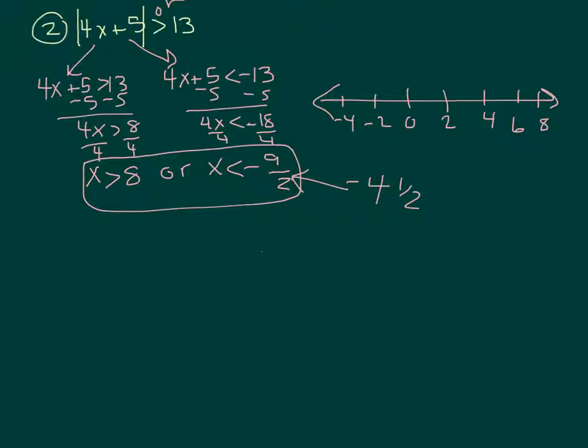And so my graph for both is going to be an open circle. And for the 8, it goes to the right. For the negative 4.5, it's going to go to the left. And that's my final answer.